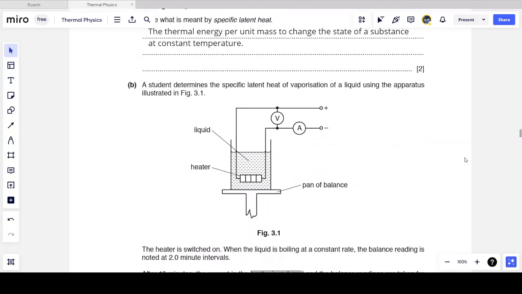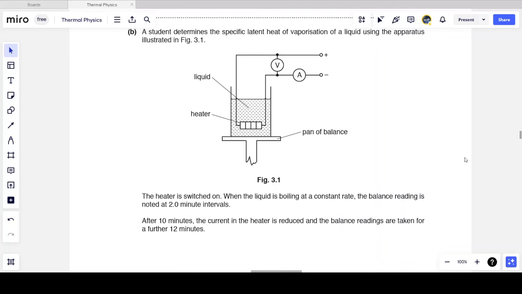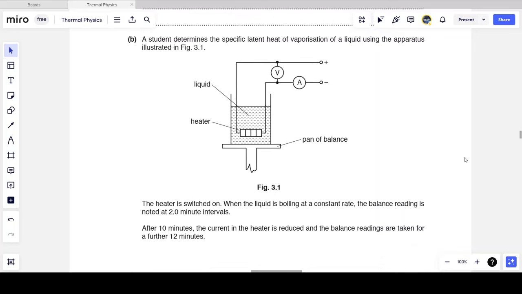Next, we are told that a student determines the specific latent heat of vaporization of a liquid using the apparatus illustrated. You can see we have an ammeter, we have an electric heater inside the liquid, and then a voltmeter to calculate the potential difference, and a balance pan. The heater is switched on, and when the liquid is boiling at a constant rate, the balance reading is noted at 2-minute intervals. After 10 minutes, the current in the heater is reduced, and the balance readings are taken for a further 12 minutes.